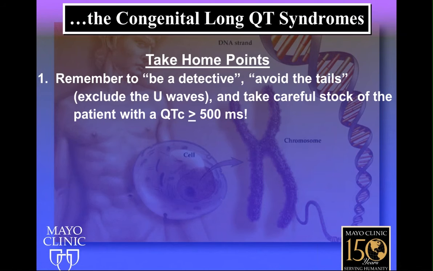First, remember to be a detective. Avoid the tails, in other words, exclude the U-waves, and take careful stock of the patient with a QTc above 500 milliseconds. You've likely stumbled into long QT syndrome if you can't explain it away, and you've stumbled into a long QT patient who's at significant risk for a subsequent long QT triggered event.